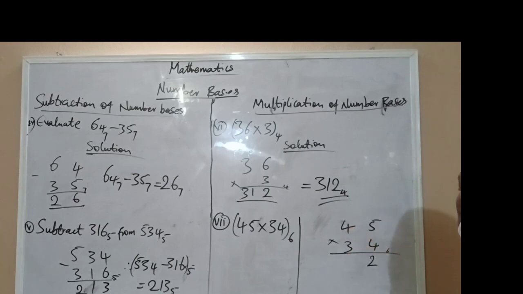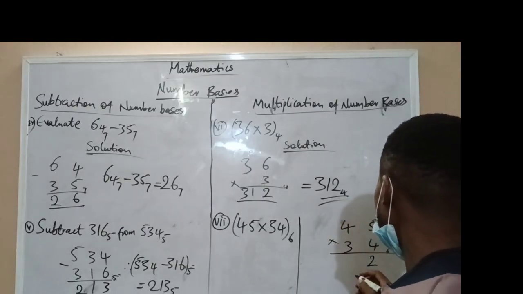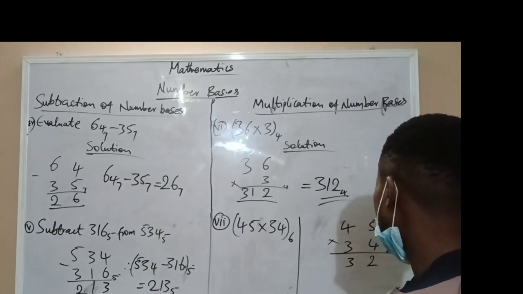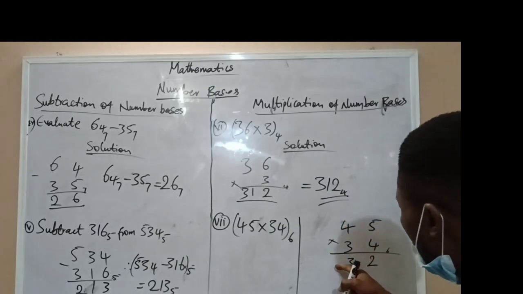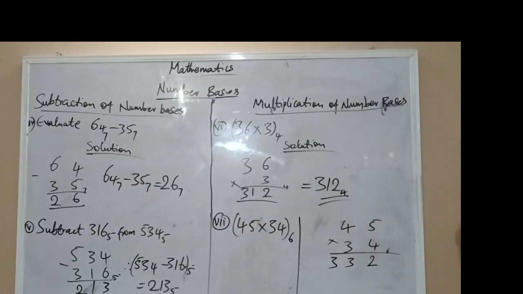Now 4 times 4 is 16. 16 plus 3 is 19. Now 6 in 19 is still 3, 3 remainder 3. Then since there is no number to multiply, we put that 3. Let's go again.